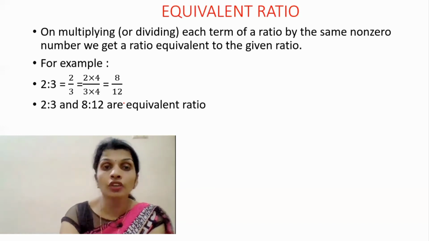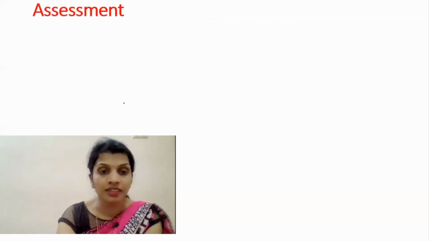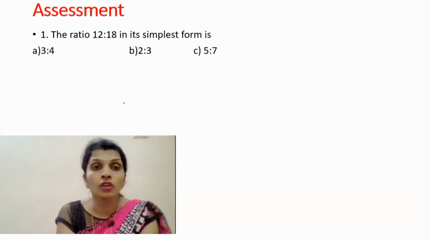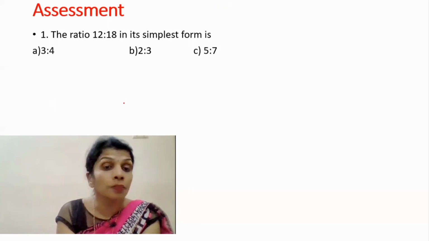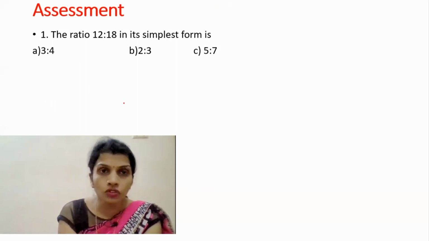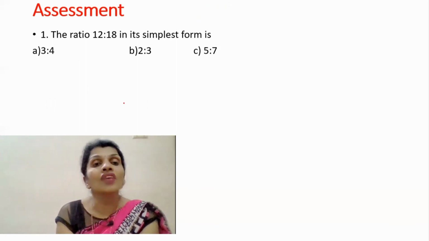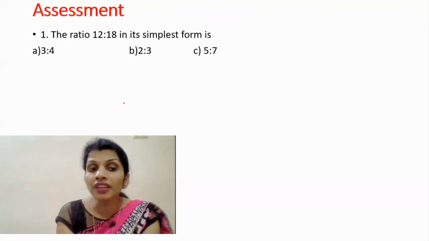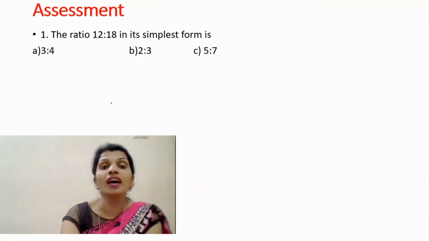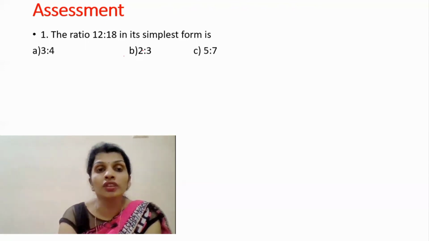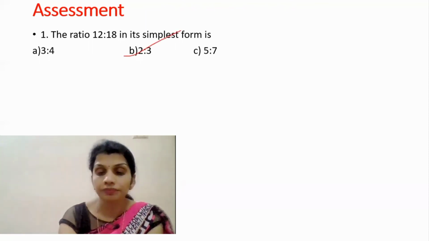Okay. Now, let us do some assessment. The first question I'm going to ask you is: the ratio 12 is to 18 in its simplest form will be 3 is to 4, 2 is to 3, or 5 is to 7. Now tell me the multiple in which 12 and 18 come together. Very good, in the multiple of 6. So if you have given the answer B, 2 is to 3, it means that you are correct.